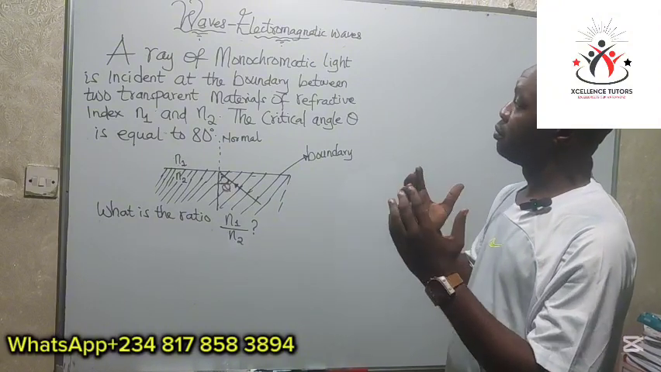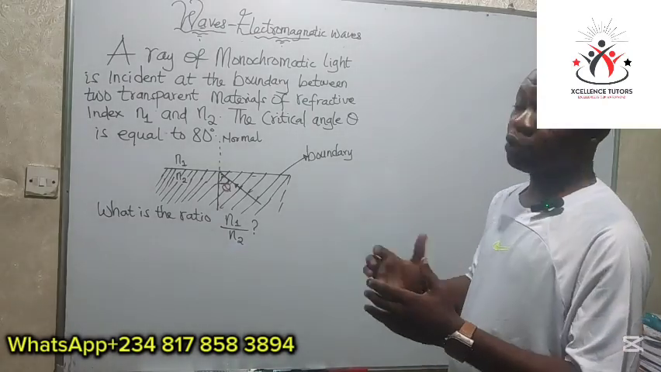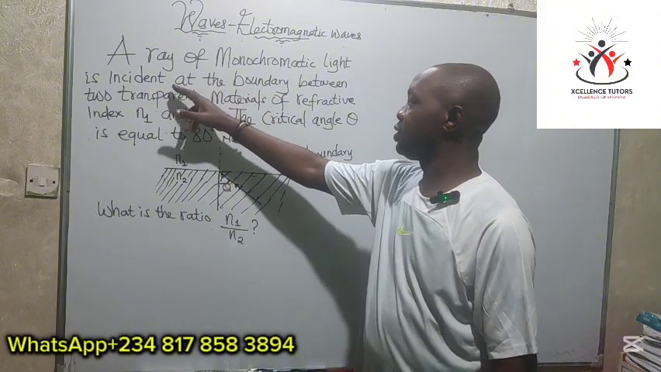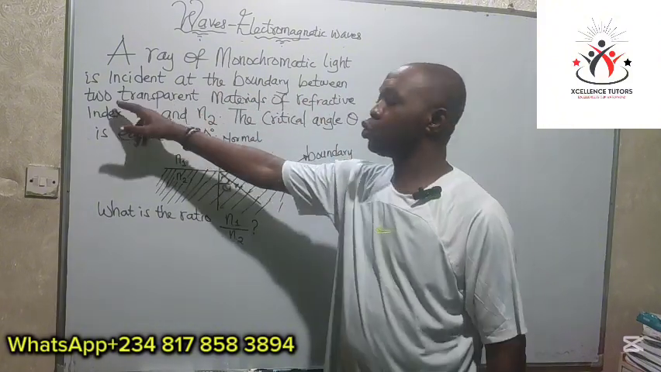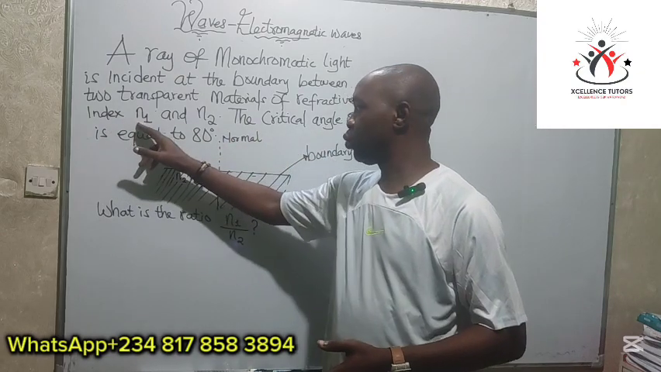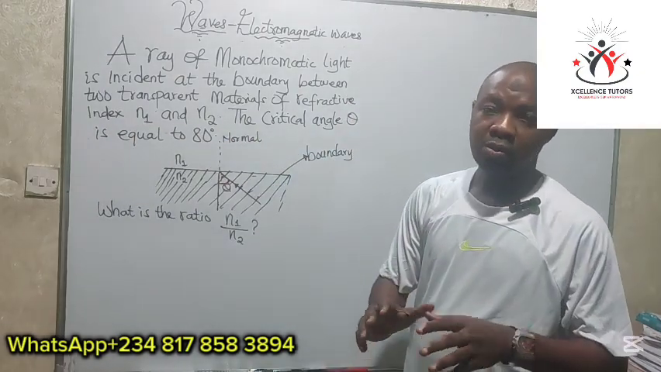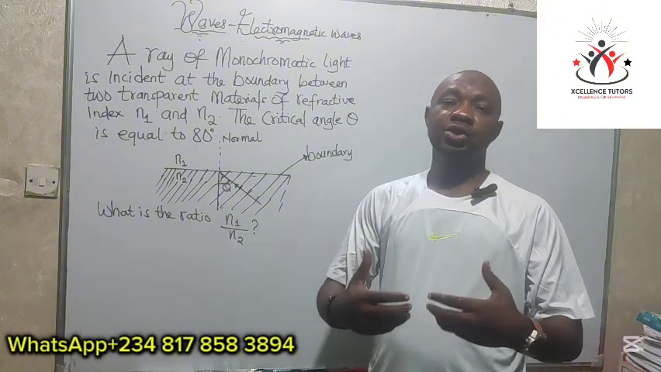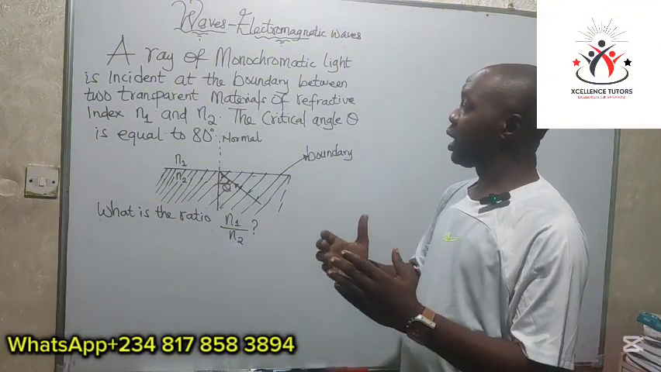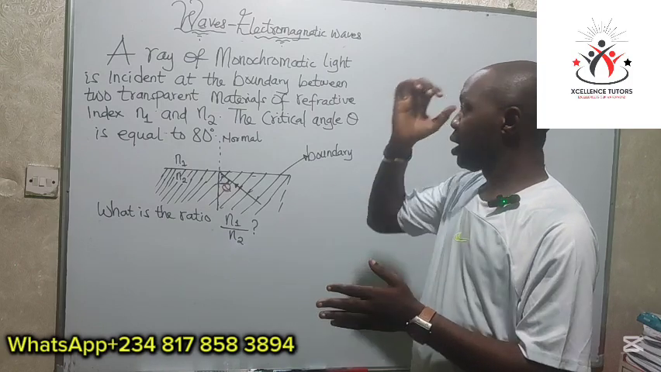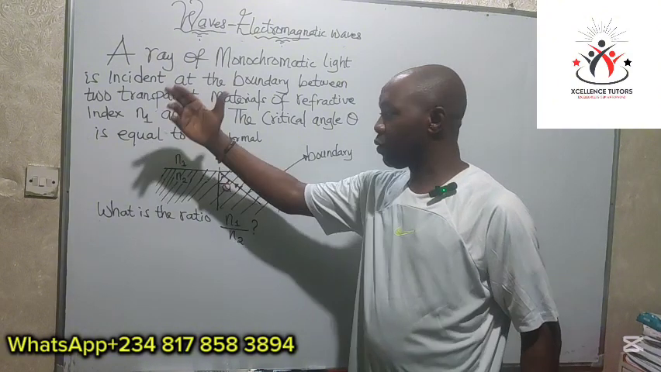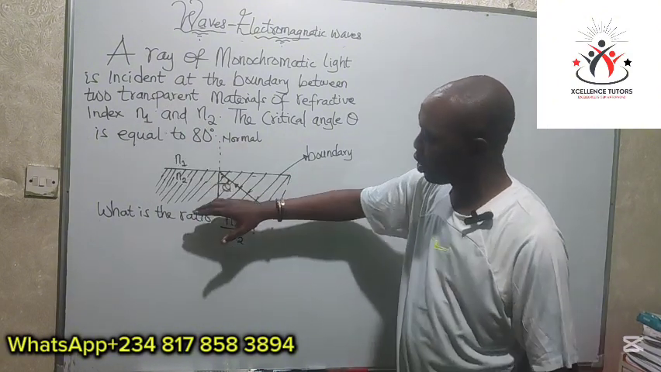In this video we have a question about waves, that's electromagnetic waves. A ray of monochromatic light is incident at the boundary between two transparent materials of refractive index N1 and N2. We know that monochromatic light is light which contains one color and one wavelength. The light is incident at the boundary between two transparent materials of index of refraction N1 and N2, just like what we have here.